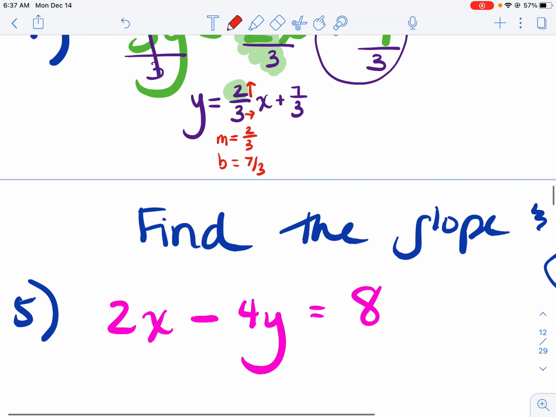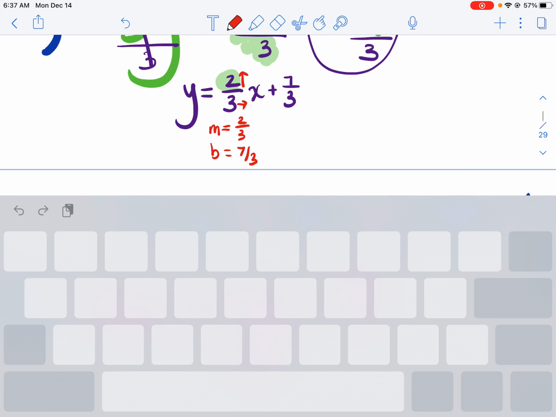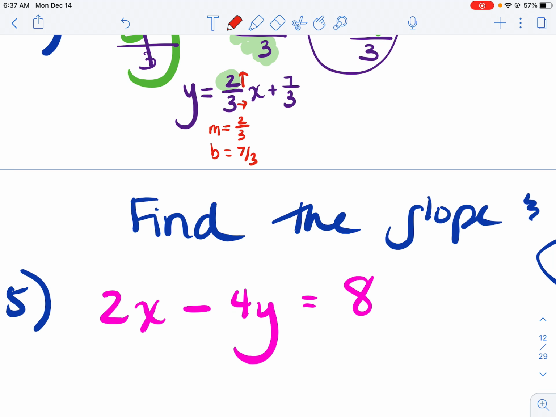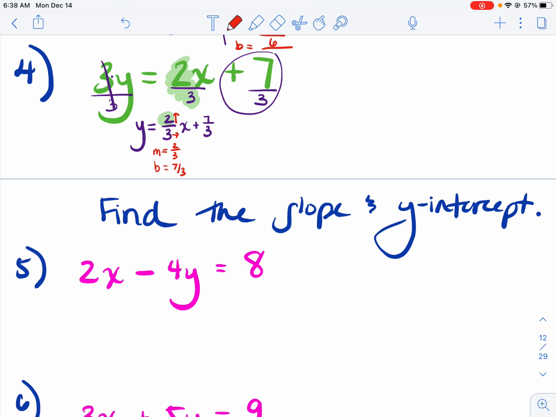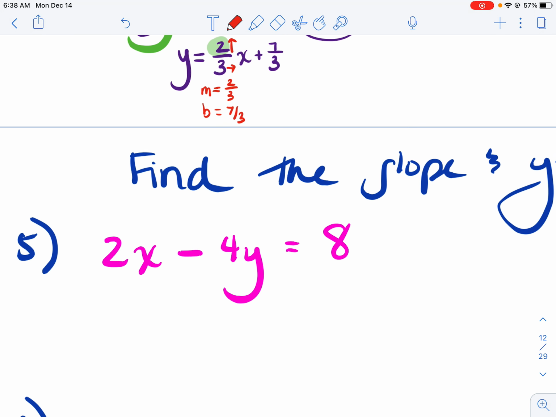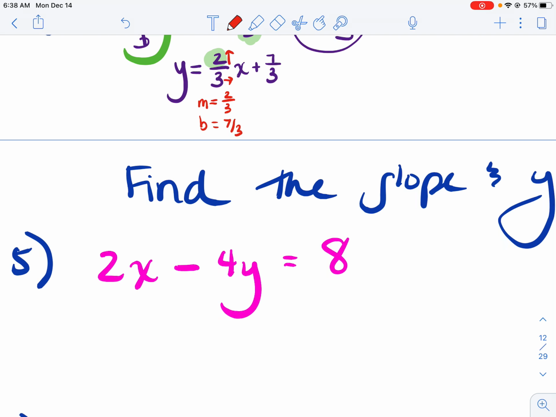Okay, so now let's do a couple harder ones. Same directions as before. We're going to find the slope and y-intercept. So you don't need to rewrite the directions, but make sure you write this first. Now, 2x minus 4y equals 8. This is a harder one. We've got a lot going on.